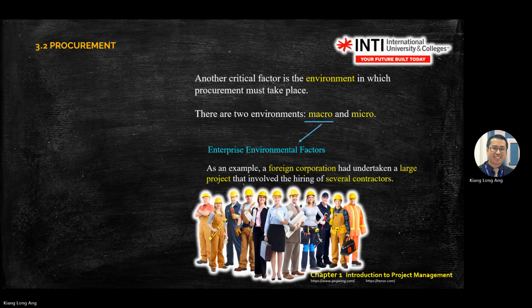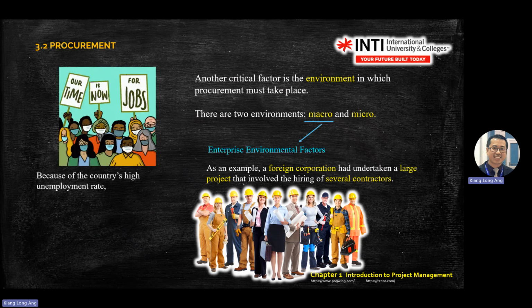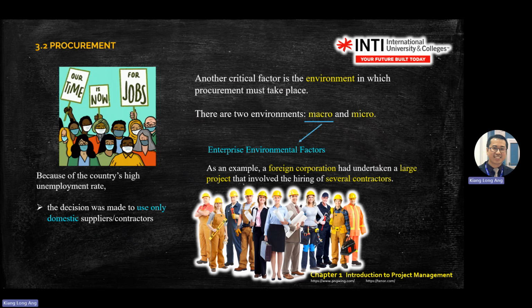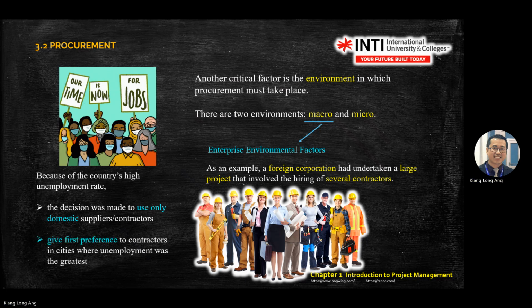Okay, there are some examples of enterprise environment factors. This one is a foreign corporate. They take a few contractors, and so on. Now because of the country's high unemployment rate at that time, a decision can be made. They only use domestic suppliers or contractors because of the macro environment. And then give first preference to the contractor in the city where unemployment was the greatest. It means they give chances to those cities with a high rate of unemployment. It's normally for government projects. So this is on macro things.